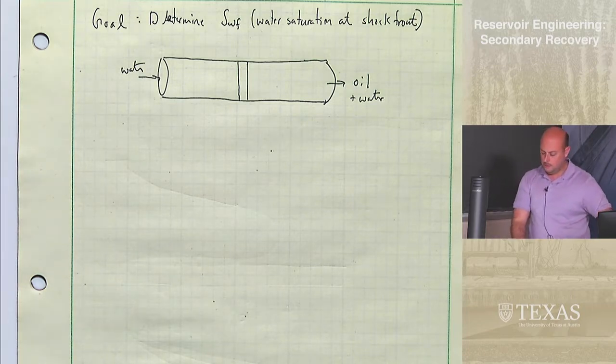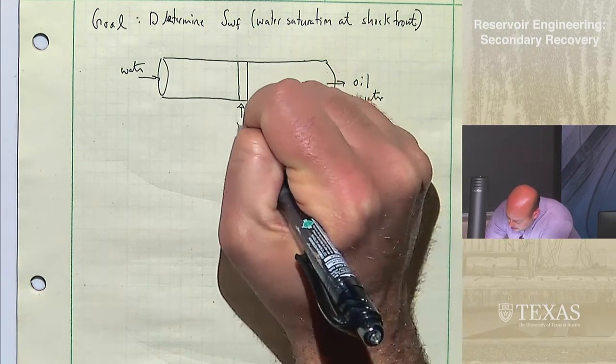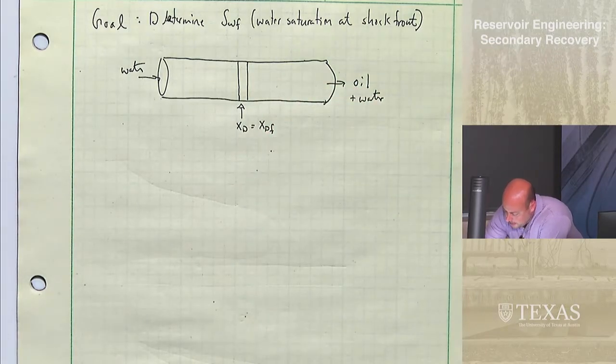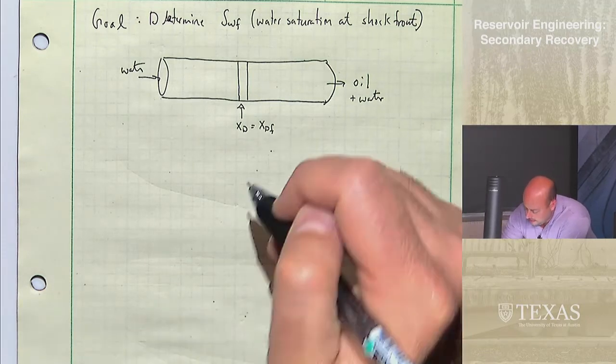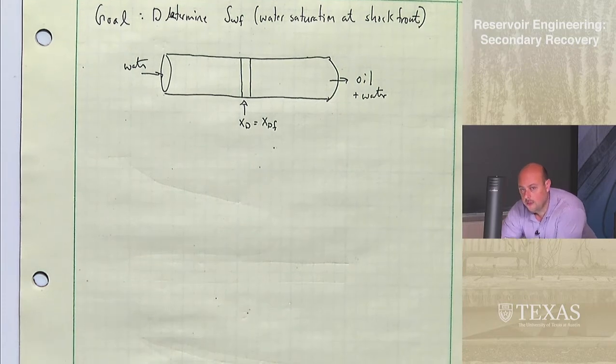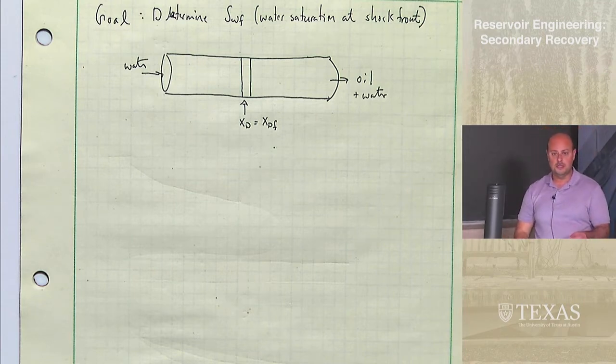Let's do the mass balance at a location where XD is equal to XDF. XDF is the front position. And we know that SW at this location changes very quickly from SWF to SWI. When I use the word quickly, I mean it changes over an infinitesimal distance, right?